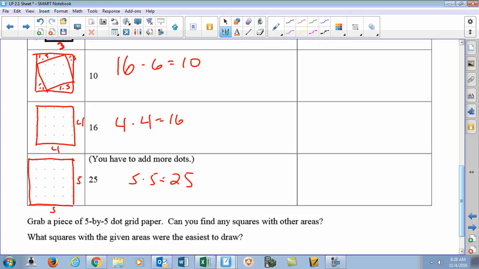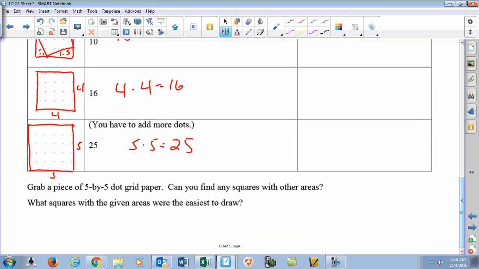So instead of drawing this, let's think about this question. They want us to draw, but instead of drawing, let's just think. Can you find any squares with other areas that have an area between 16 and 25? What would those squares be? What would be the next area up from 16?